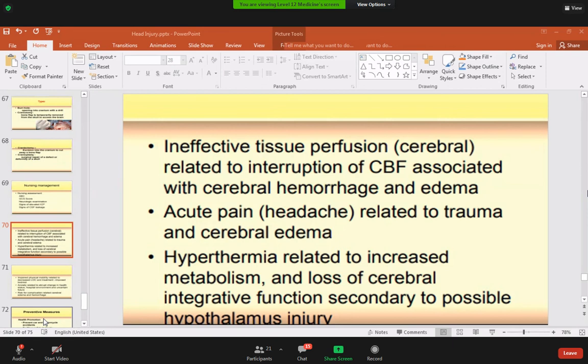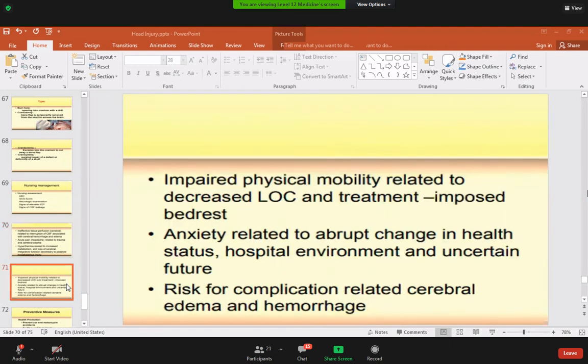So if the patient is presenting to you with acute pain, you have to manage it. Hyperthermia can be because of increased metabolism and loss of cerebral integrative function, secondary to possible hypothalamic injury. So you have to manage that hyperthermia, and the patient should remain normothermic, as we have already discussed before. Impaired physical mobility related to decreased level of consciousness and treatment. Patient is on prolonged bed rest because of the loss of consciousness. So you have to take care of continuous bed sore monitoring, and the patient should be protected from bed sores.